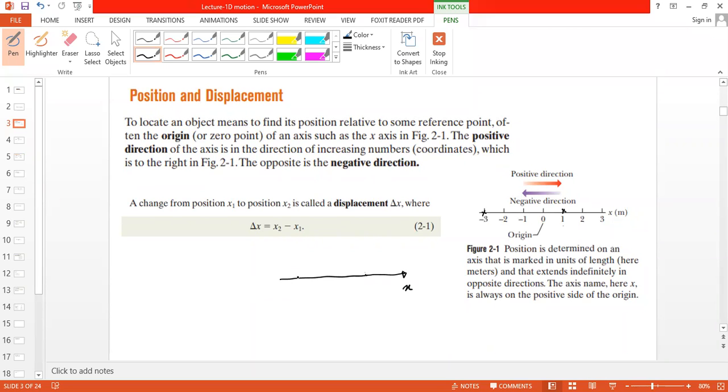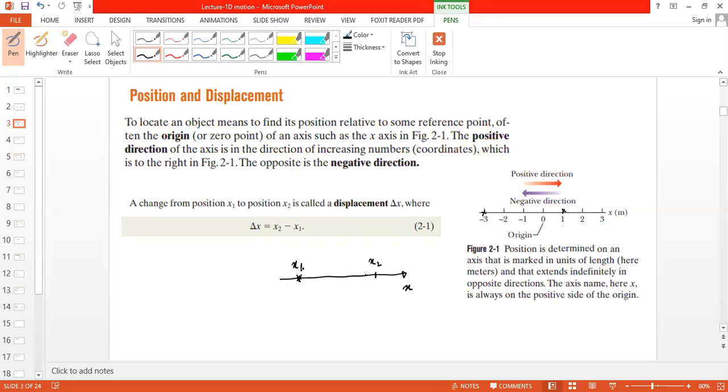So let's say at time t equal to 0, initially an object was here, and its position is x1. At time t equal to 1, the object was here at x equal to 1, and at time t equal to 2, the object was here at x equal to x2. So these are their positions.